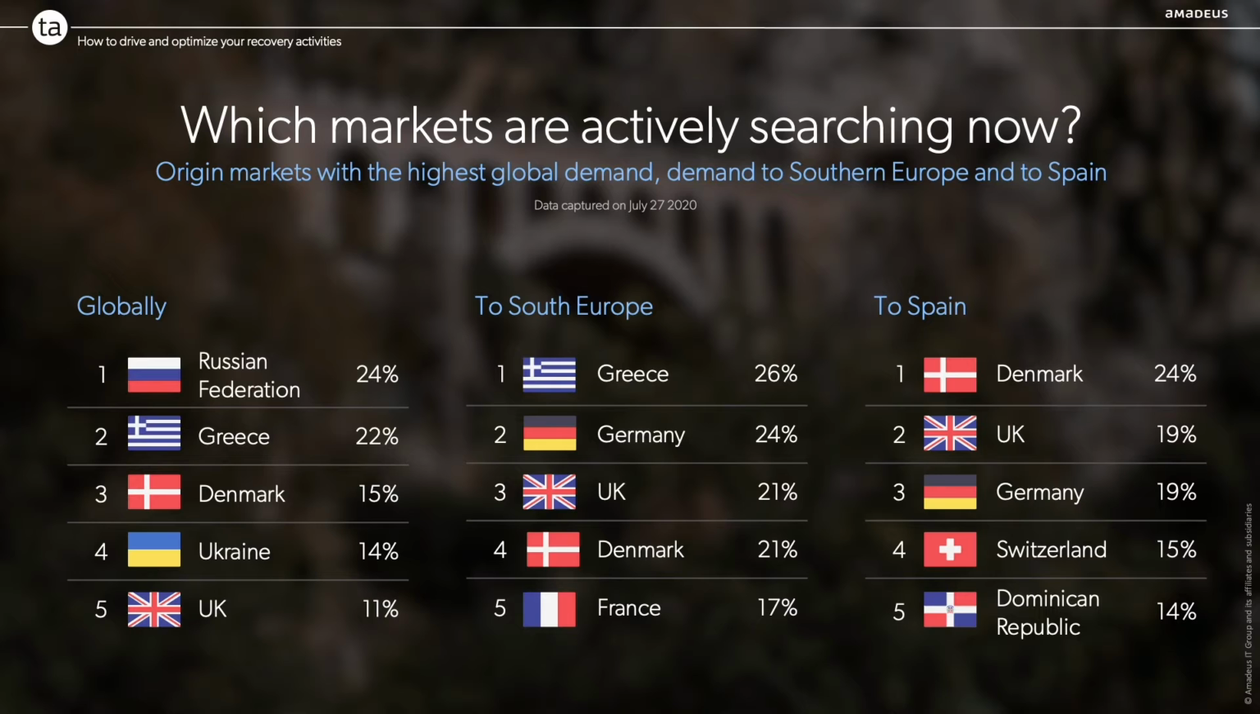In the current situation, we don't recommend focusing only on the global level, as travel restrictions have only been lifted in some of the countries, and European borders are still closed for some countries. Country level would be interesting, but I would like to focus more on the regional one here, because it would involve targeting origin markets that might want to go to Spain's competitors. We have Greece, Germany, UK, Denmark, and France in the top 5 with above average growth of searches.